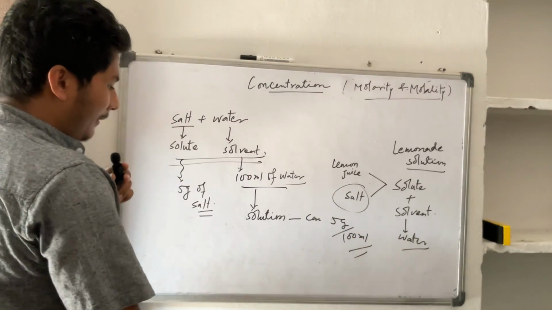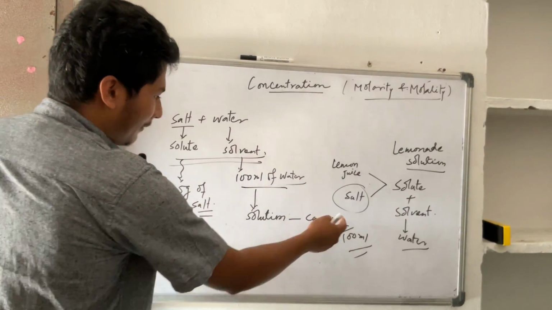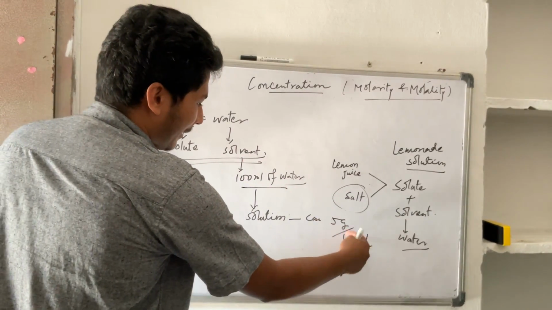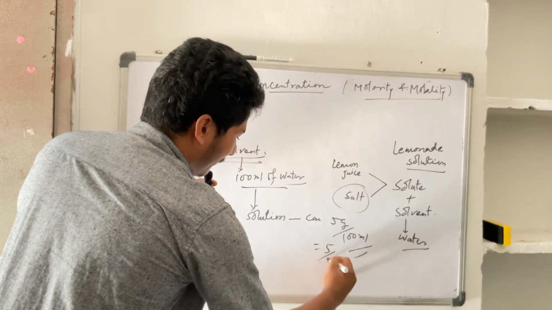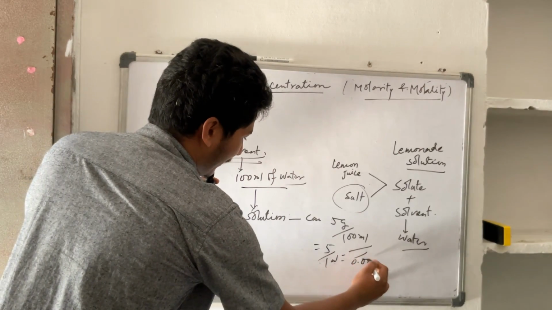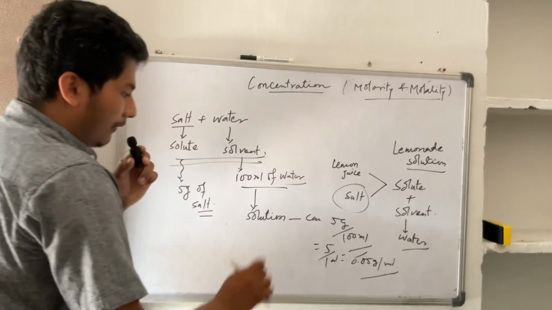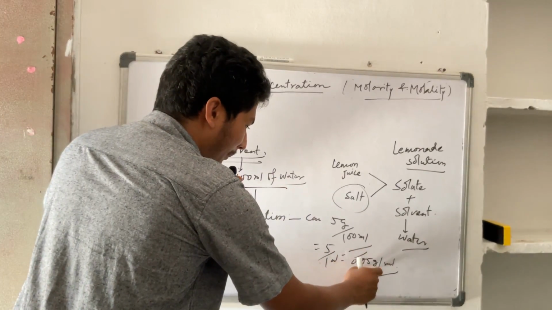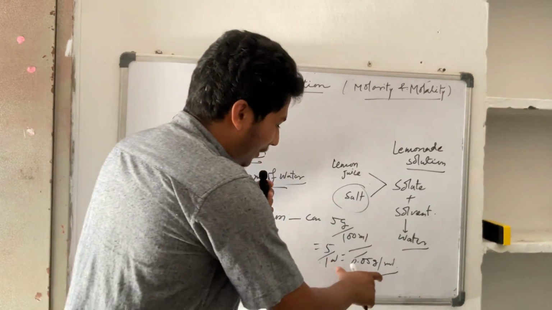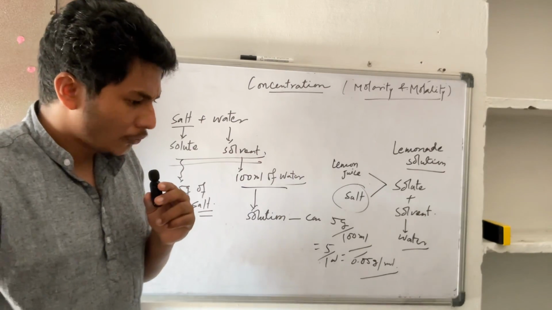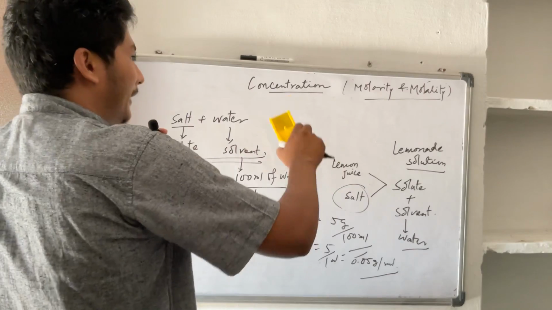What does it mean? It means that if you are taking this solution, you would say that this many gram of solute you have dissolved in this many ml of solvent. So the concentration of this solution is 5 divided by 100, so it's 0.05 gram per ml. What does it mean? It means that per ml of solution, if you take, you will find that this many grams of salt is dissolved in that solvent. So that's the meaning of concentration. Okay, so good. So we have understood what is concentration. Now let's go ahead and understand what is molarity and what is molality.